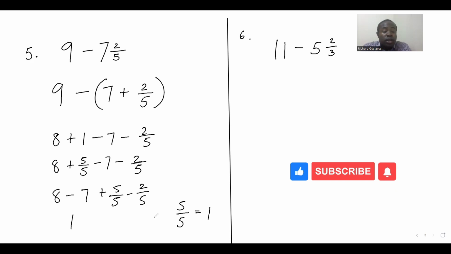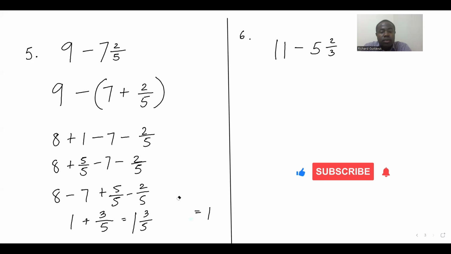So when we subtract our fractions, since they are like denominators, we can just put back our denominator, which would be 5, and then we are going to subtract our numerators, and that will give us 3. So we are left with 1 plus 3 over 5, which is the same thing as 1 and 3 over 5. So our final answer here is 1 and 3 over 5.